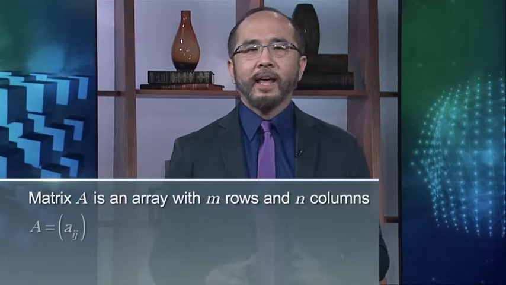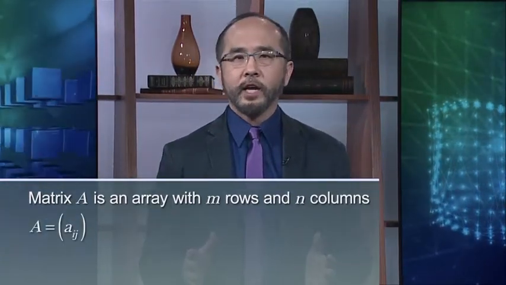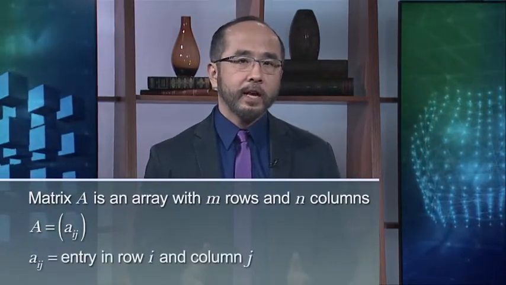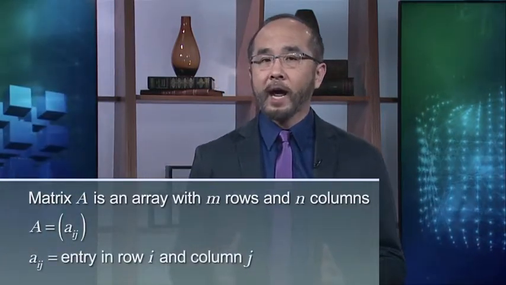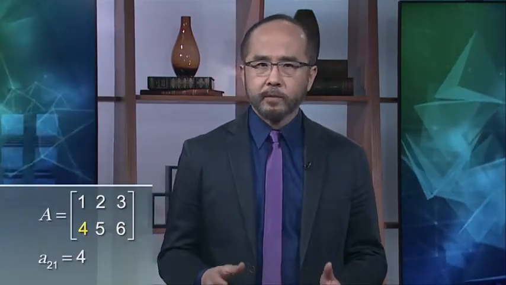We write A = (a_ij) to tell the reader that a_ij is the entry in row i and column j. For example, if A is the 2 by 3 matrix with entries 1, 2, 3, 4, 5, 6, then a_21 = 4. To say that two matrices are equal means they have the same dimensions and their entries are identical.